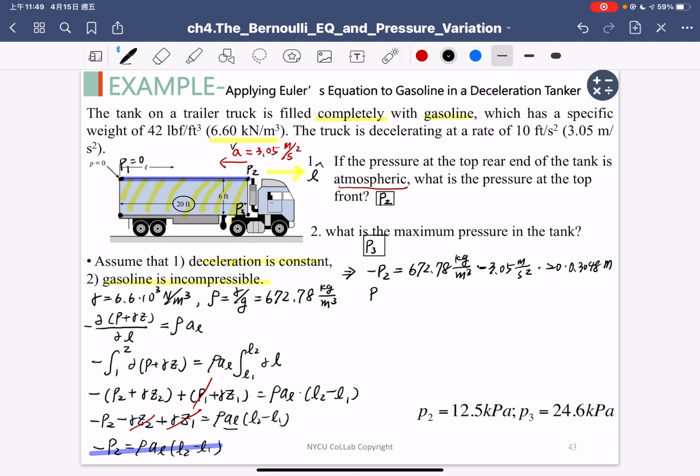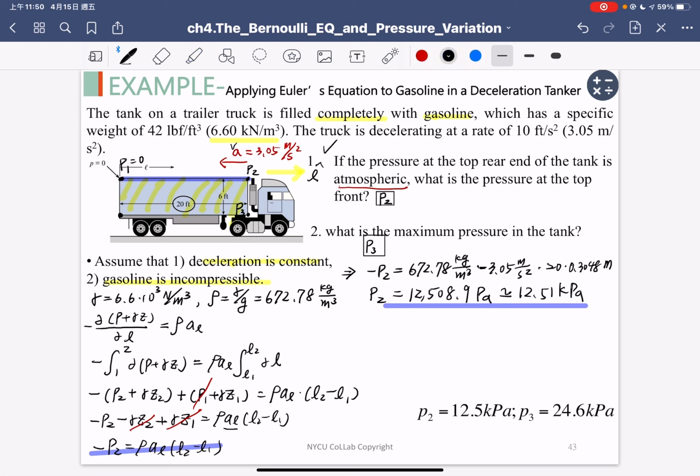So you can balance all of the signs on both sides and compute the number. I checked the answer myself, and you can try it by yourself. Yeah, the true answer is 12508.9 Pa. Okay, so it's around 12.51 kPa. So this is P2. Okay, so we finished question 1.